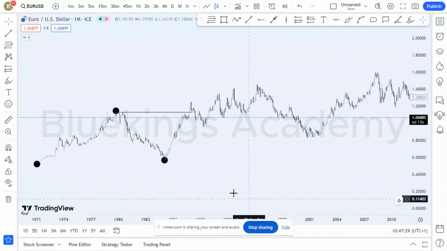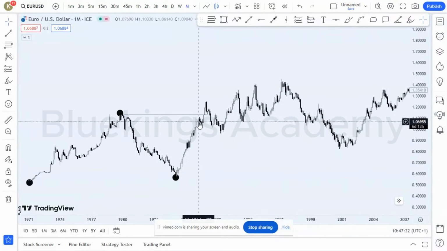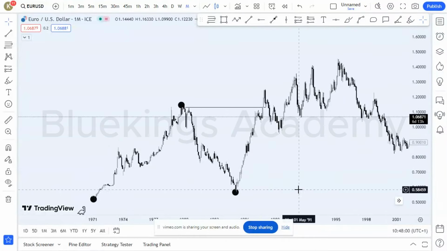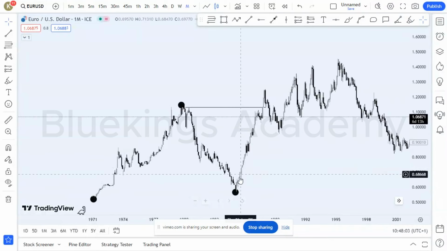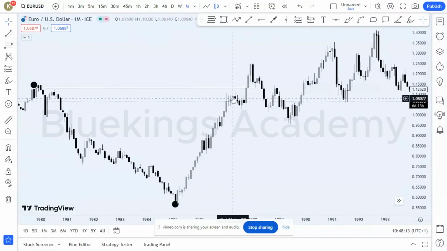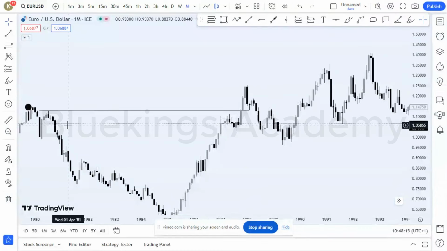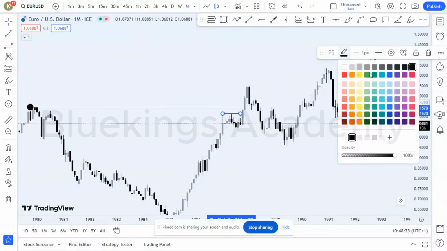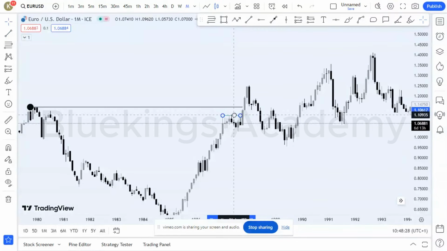Now when we create this high, all right, look carefully. When we created this long movement, these are fractal structures, as you can see, because they are really, really small. These highs and lows are all fractal. So when we broke this external structure, we also broke fractal structures. So the rule is, when we break fractal structures like this, this is the low that led to the breaking of this fractal high.